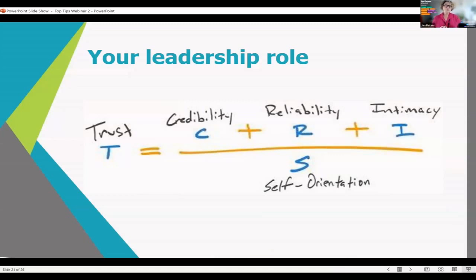So one of the frameworks that we use in our workshops with leaders is the trust equation. Trust is such an implicit and important part of being a really strong leader. And it's encapsulated in this equation of credibility, reliability, intimacy, which is allowing people to know who you are. That's where we get to that introduce yourself. But as soon as anybody gets a hint of self-orientation or self-interest, then trust gets torpedoed straight from the bottom.